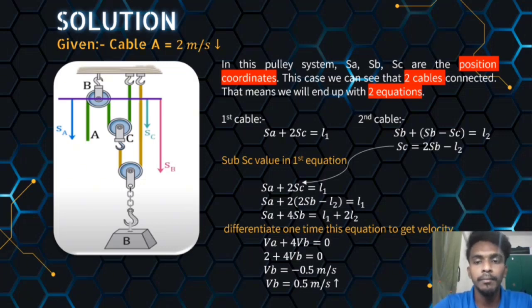From equation 2, we will find SC to substitute in equation 1. After that, we will end up with the equation SA plus 4SB equals length 1 plus 2 length 2. So we will differentiate this one time to get the velocity. If we differentiate SA, we will get VA. 4SB gives 4VB. The right side is constant, so we get 0. So from this equation, we can find VB.